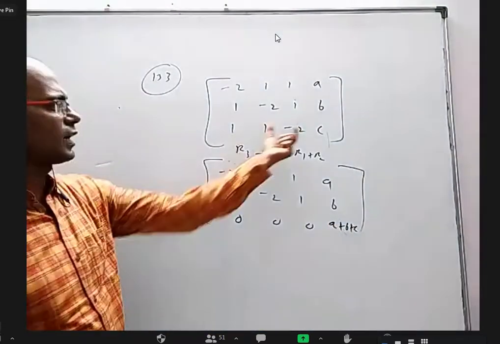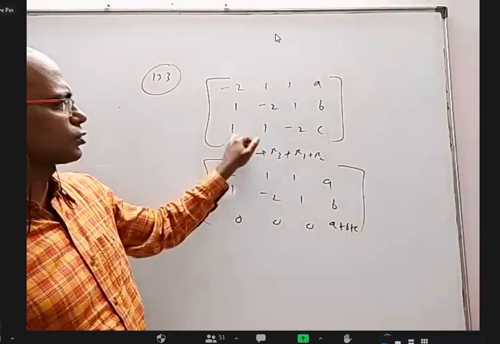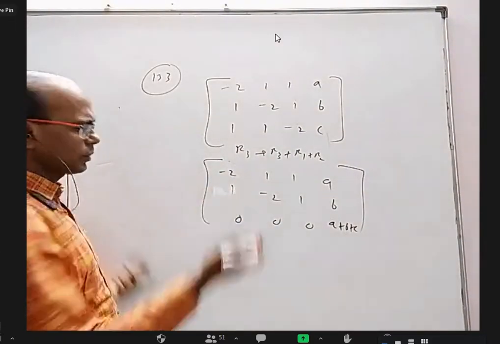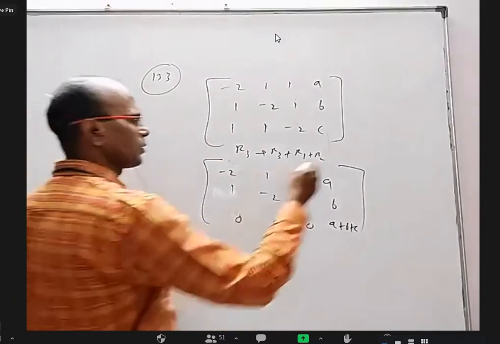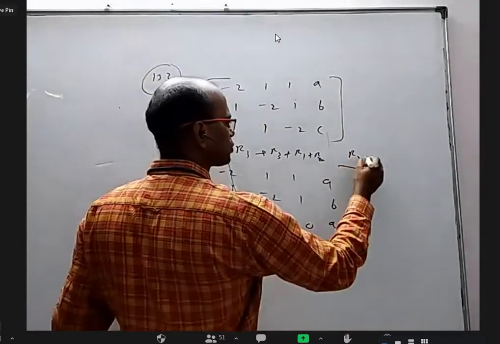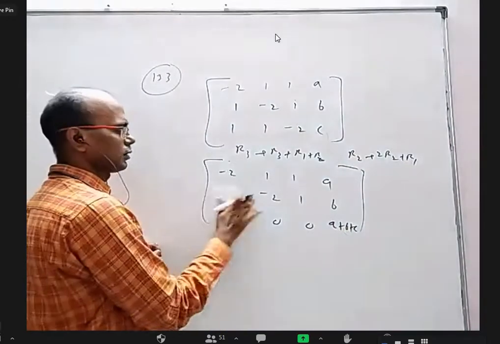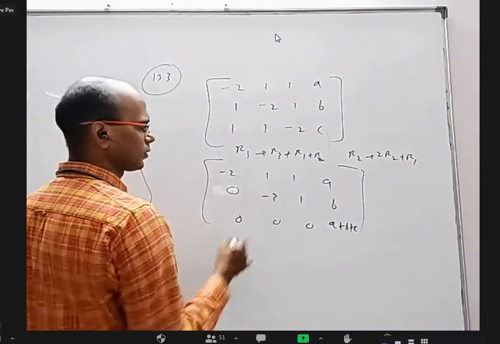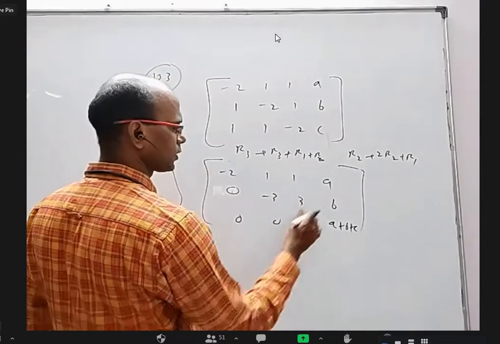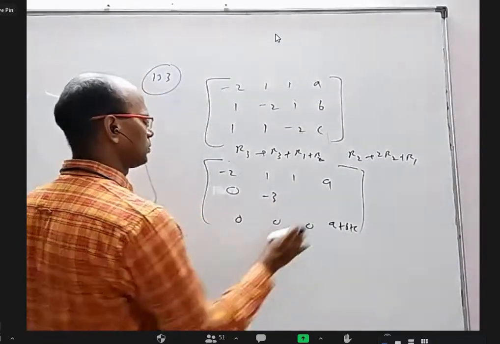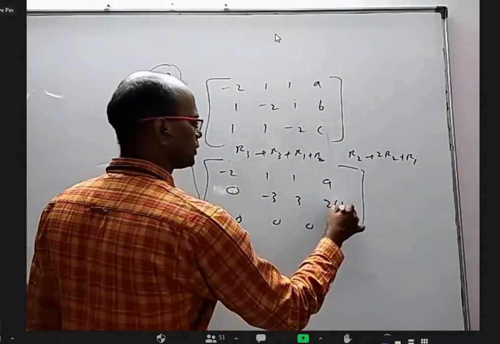I am not aiming at converting this into 0. I only want to convert these two into zeros. In the process, this becomes 0. Even this, I need to convert to 0, but I don't think it's very important here. But let me do it if you want. R2 as 2R2 plus R1. Multiply this with 2 and add. This will become 0. This will become 3. This will become 2B plus A.